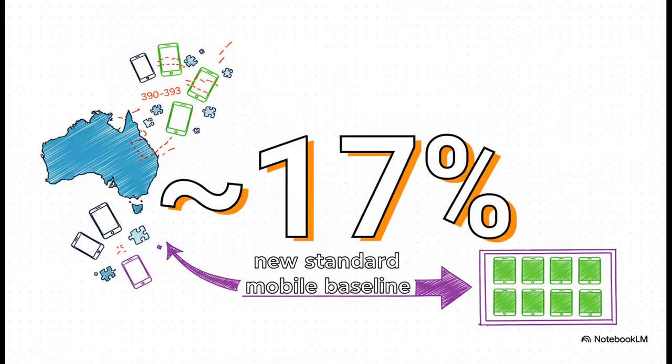Okay, now for the big one. Almost 17%. That's the slice of the Australian mobile market using a screen between 390 and 393 pixels wide. Let that sink in. If your app looks broken at this size, it's broken for nearly 1 in 5 of your users. This is your new baseline for mobile.